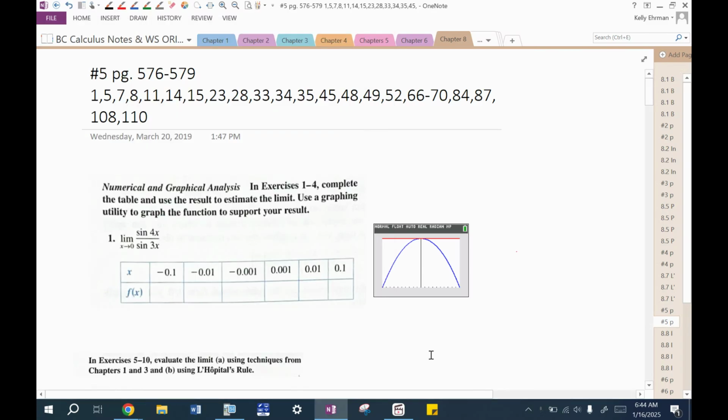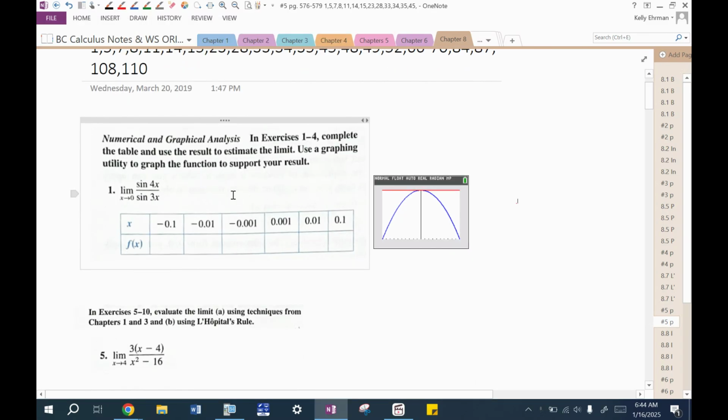All right, for assignment number 5, the first thing that they want us to do is fill out this table. It says complete the table and use the result to estimate the limit, and then use a graphing utility to graph to sort of verify your result. If we were to just plug in 0 right now, we would get 0 over 0. So that's why we're investigating like this.